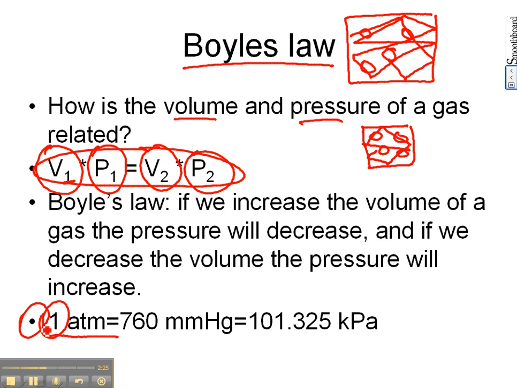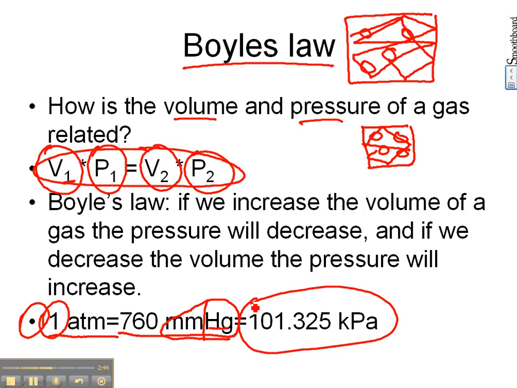We're going to start out with 1 atmosphere, which is the same thing as 760 millimeters of mercury, mmHg. What that's saying is 1 atmosphere of pressure will push mercury 760 millimeters up a glass tube. And that's the same thing with a third way of measuring pressure, 101.325 kPa. That's kilopascals. It's just another way of measuring pressure.